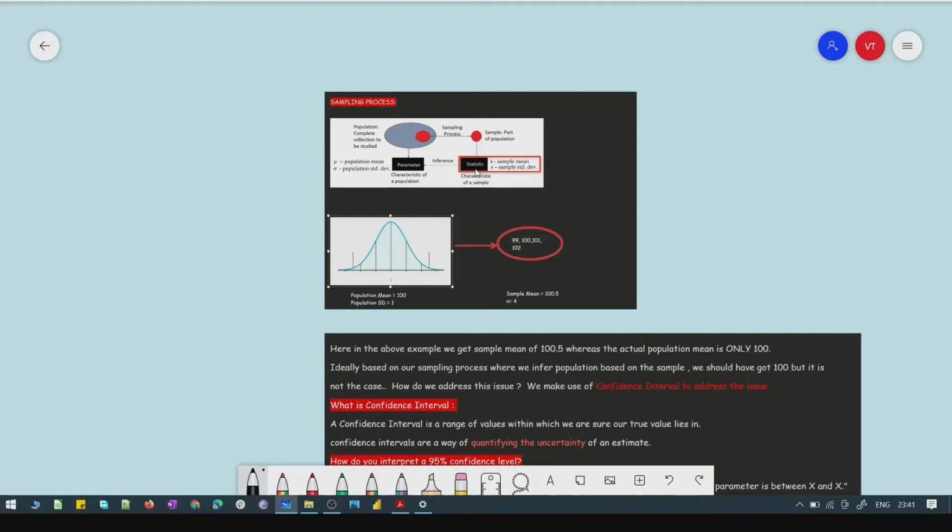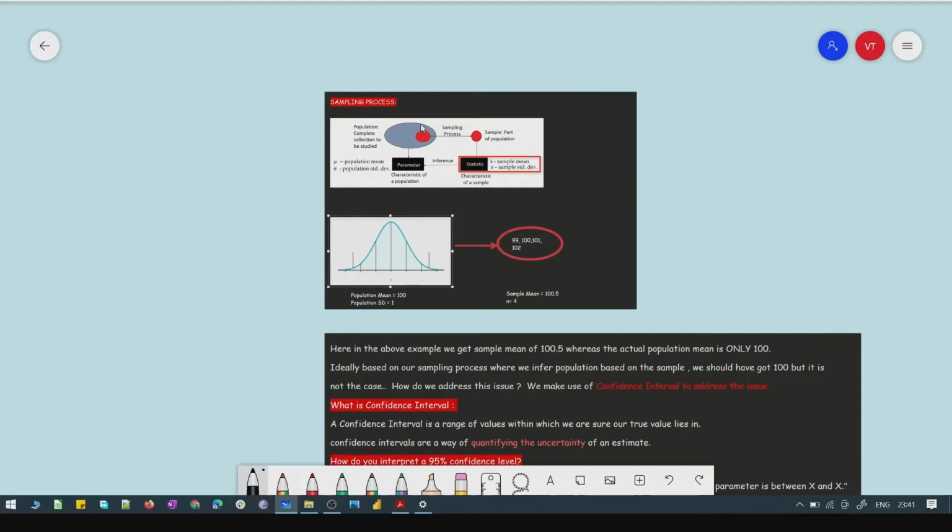The sample statistics are referred to as the characteristics. Examples of sample statistics would be your sample mean, which is denoted by x bar, and sample standard deviation, which is denoted by s. These are all referred to as the characteristics for the sample. And after you determine the statistics, you tend to infer the population parameter, right? The population parameter could be a mean, which is denoted by the Greek symbol mu, and the population standard deviation, which is denoted by sigma. This is the whole sampling process.